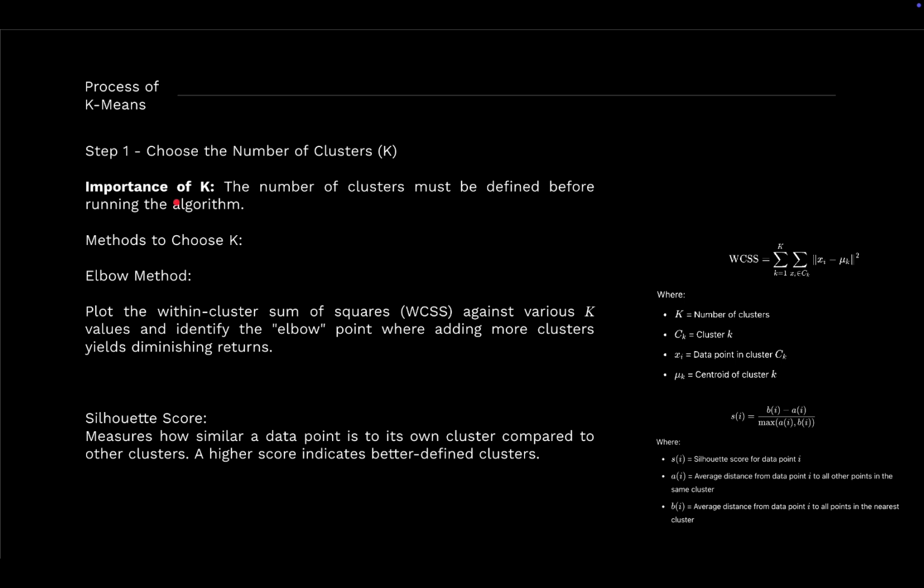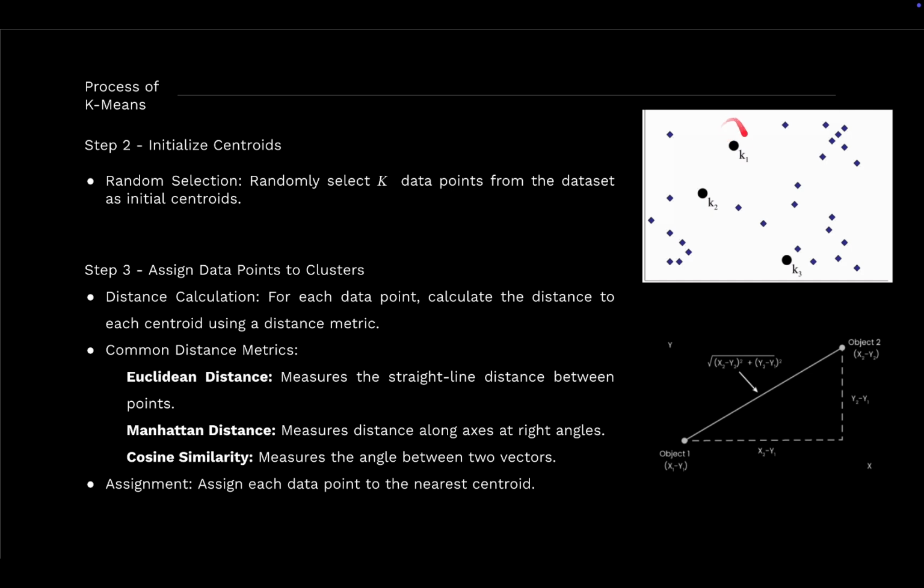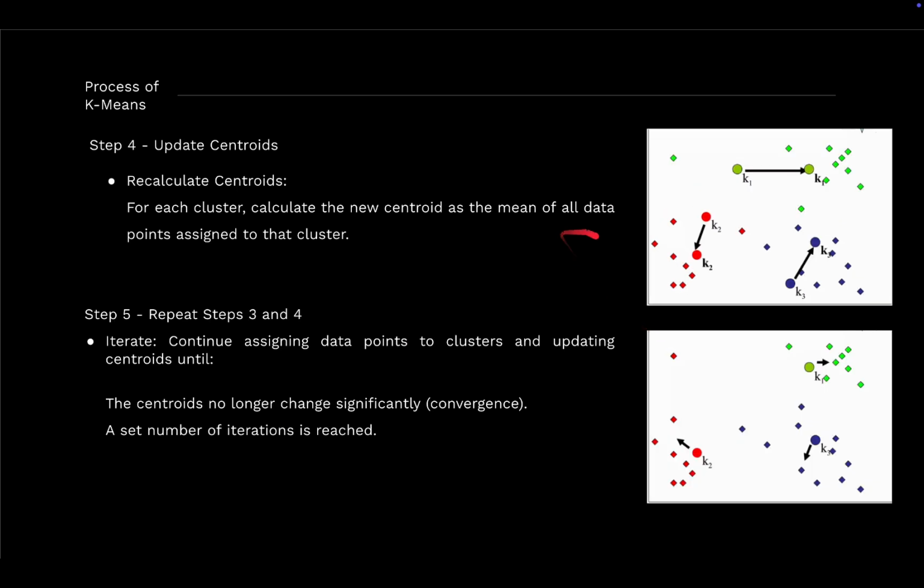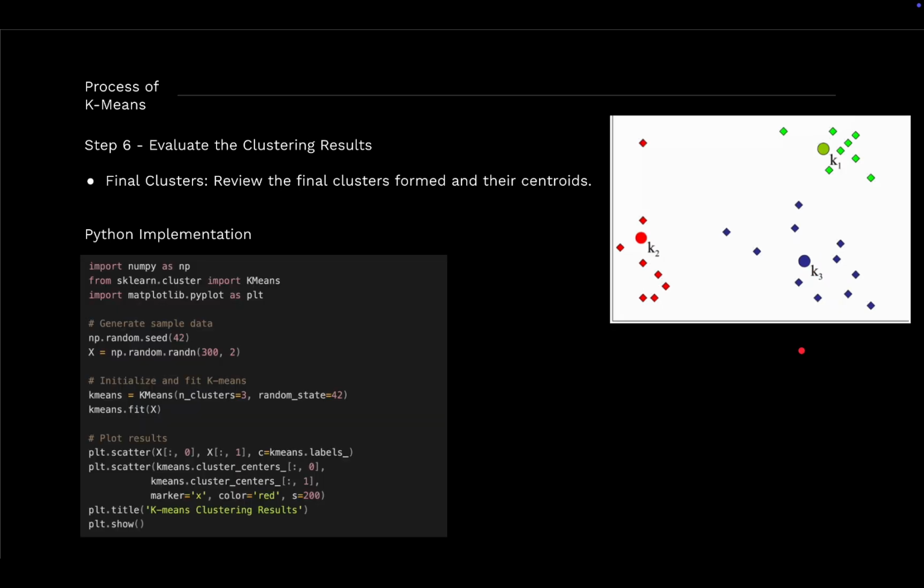The process of k-means starts with choosing the number of clusters, k. Then the centroids are initialized by randomly selecting data points. Each data point is assigned to the nearest centroid using a chosen distance metric like Euclidean or Manhattan distance. Afterward, the centroids are updated based on the assigned data points, and this process is repeated until convergence. Then we evaluate the clustering results. Final clusters are reviewed and formed based on the centroids.